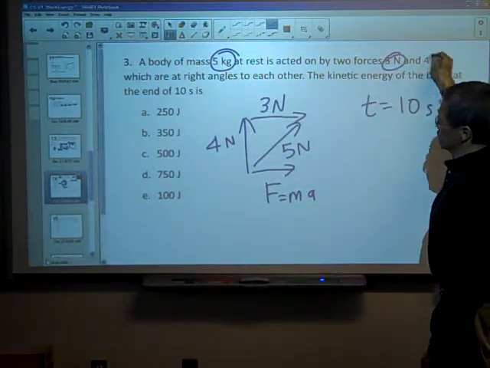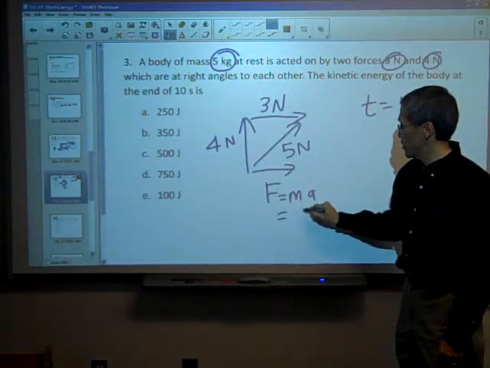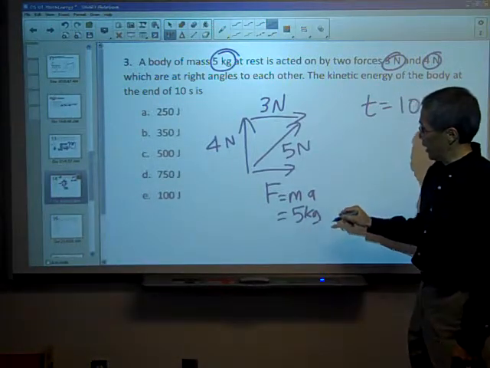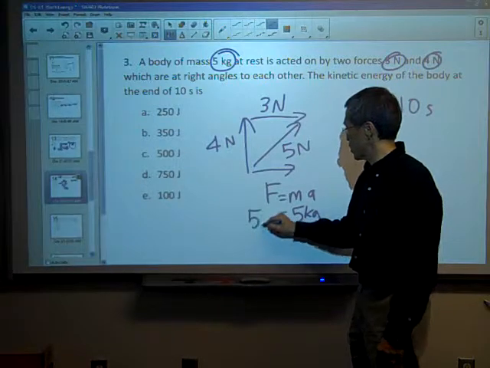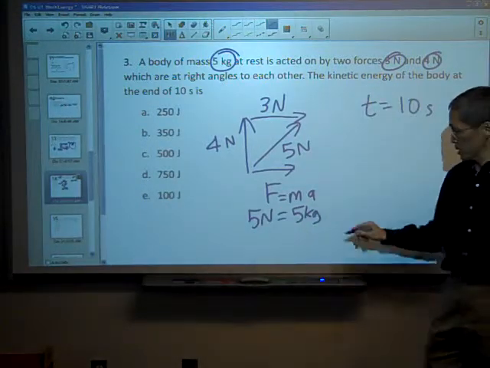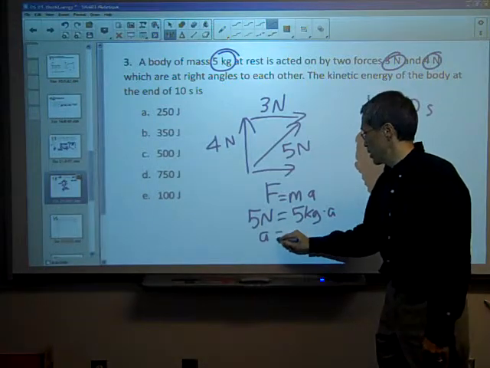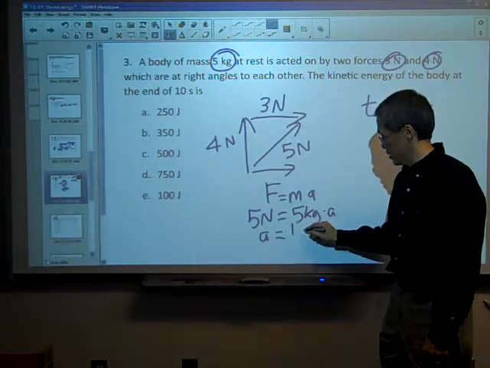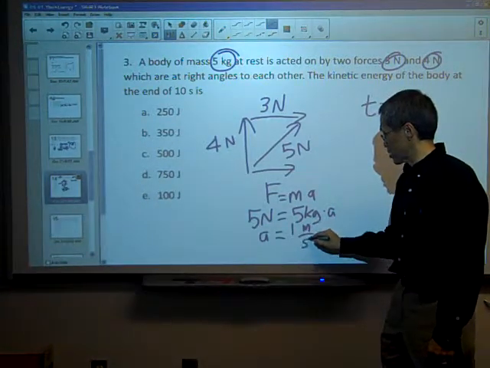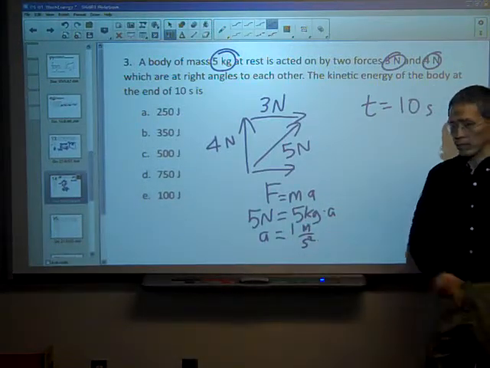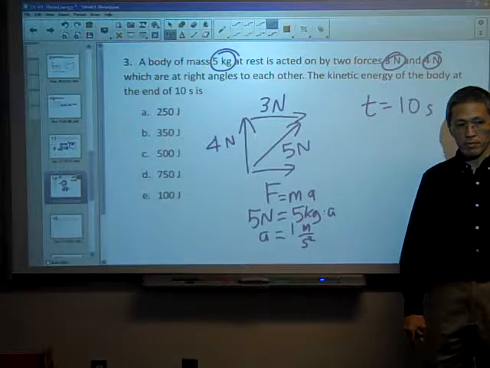and 3 and 4 newtons. So I have 5 kilograms, and I know my force is 5 newtons. So what's my acceleration? Well, acceleration is just going to be 1 meter per second squared, because 5 newtons divided by 5 kilograms is 1 meter per second squared. Okay?